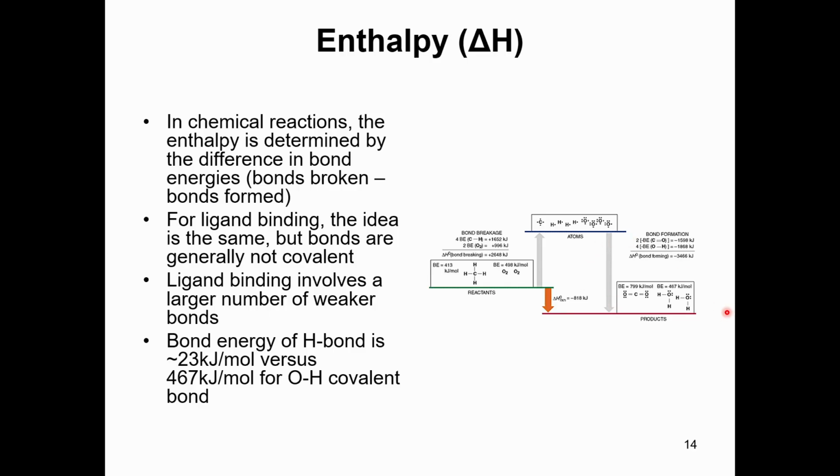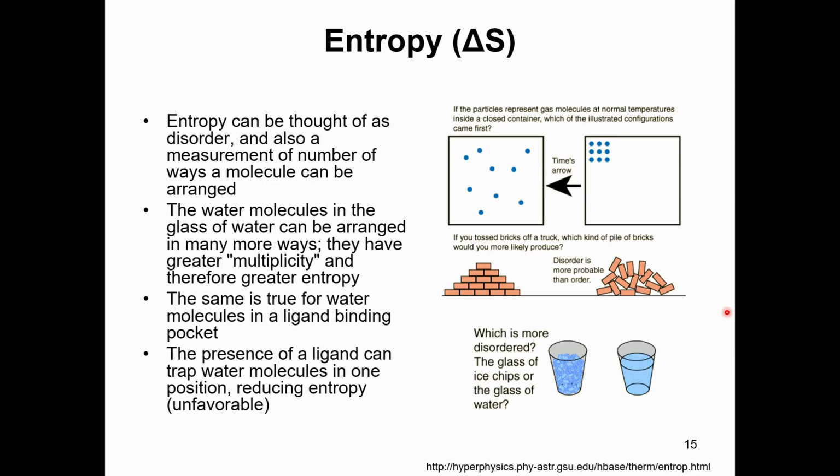But when you're talking about a drug-target interaction, we're interested in the bond energy not of covalent bonds, but of these non-covalent bonds, okay? And so the same equation can be applied. Entropy is a measure of disorder. That's the delta S term. So it's a measure of disorder. You could also think of it as the number of different ways molecules can be arranged.